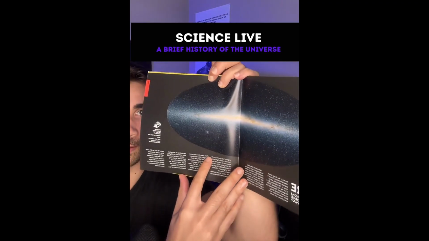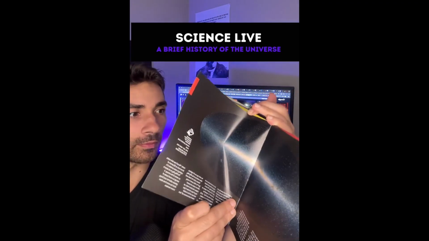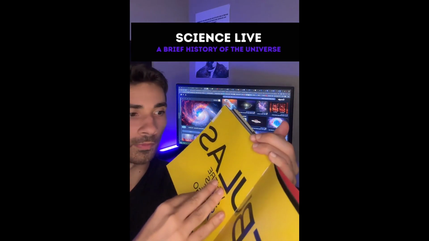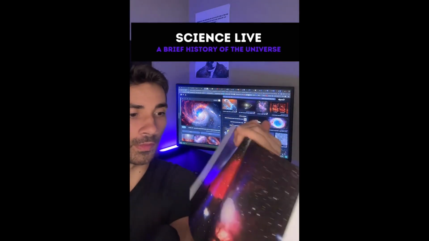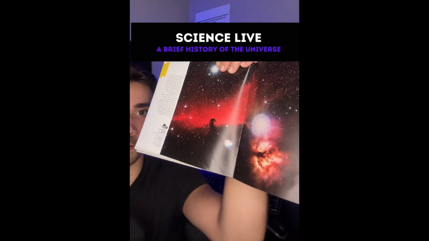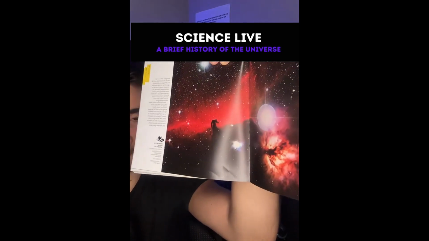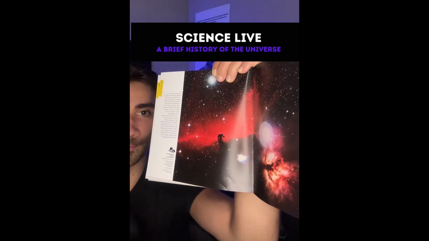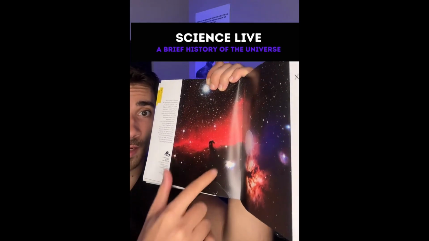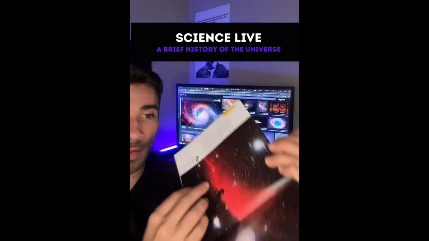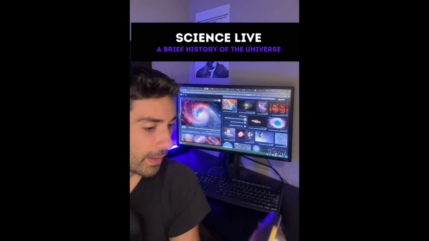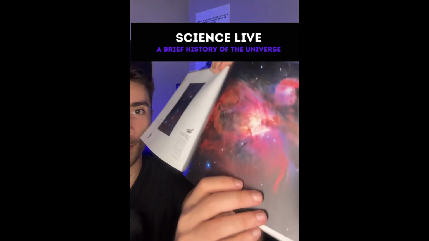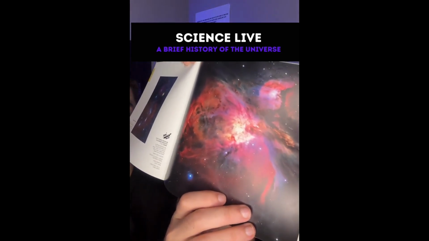Here's a galaxy edge on. Nebulae. Here's the famous Horsehead Nebula. It looks like a horse head, but it's a big cloud of dust and gas that makes stars happen. Remember? Here's the famous Orion Nebula. I mean, beautiful image.